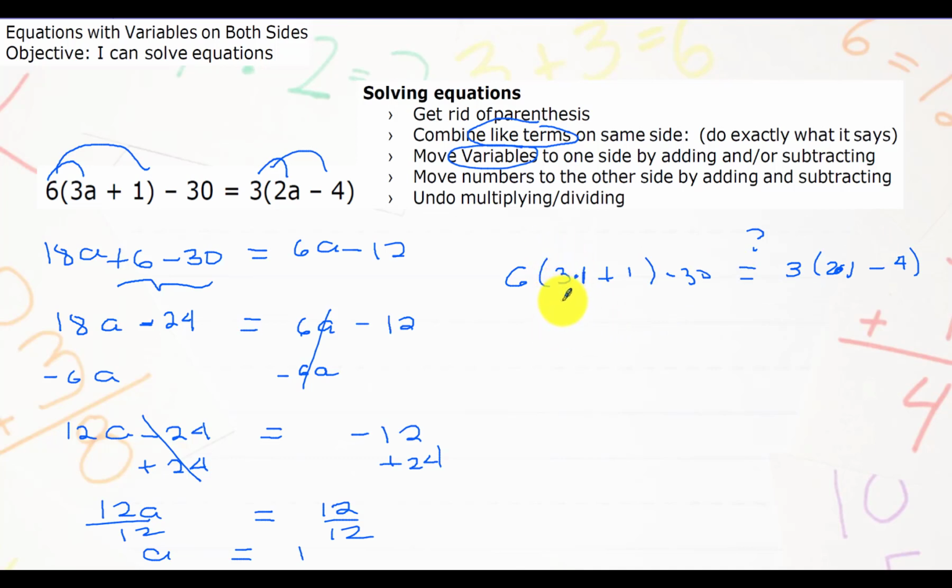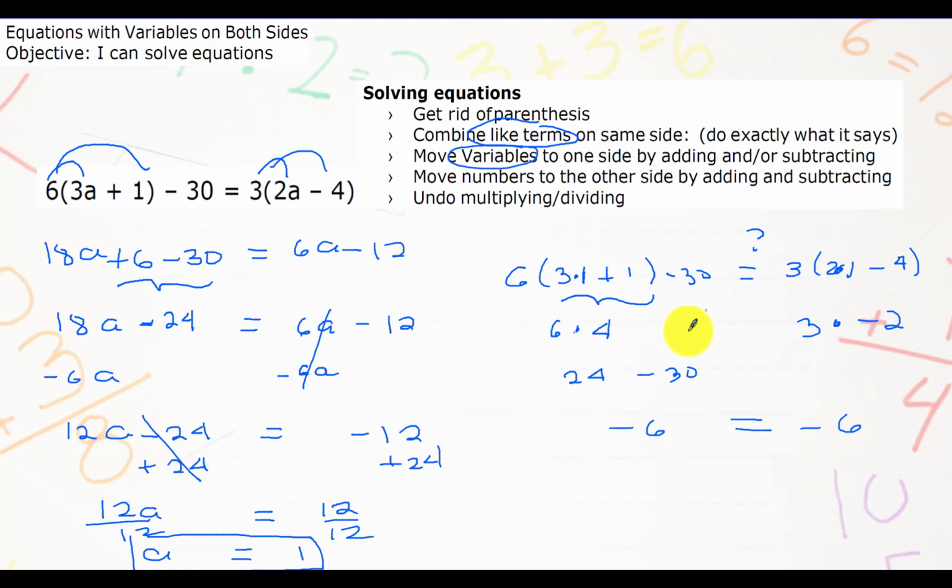So using our GEMDAS, 3 times 1 plus 1 is 4 times 6. It will be 24 minus 30. It's equal to negative 6. Let's check the right side. This is just equal to 2 times 1 minus 4. It's negative 2 times 3. We'll get negative 6. So the left side is equal to your right side. Therefore, we can say that a equals 1 is the solution of this equation.